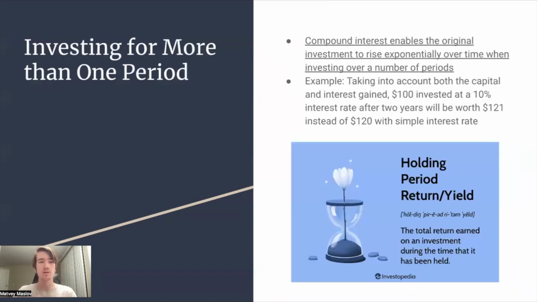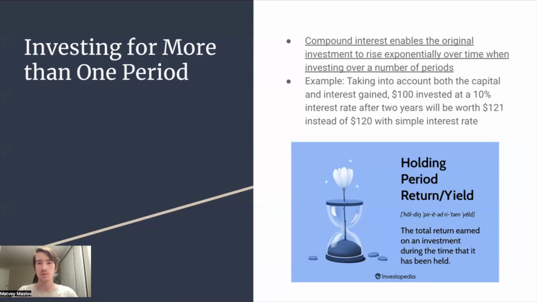And then furthermore, looking into investing for more than one period. In this case, this is regarding compound interest, which enables the original investment to rise exponentially over time when investing over a number of periods. What we talked about on the previous slide was specifically simple interest, which does not apply for every single year and every single increase of your holdings each year. Basically, it applies only to that initial present value that you have invested.